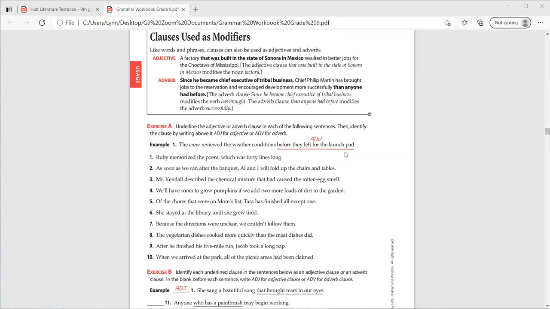Does everyone understand this? Yes. Okay. On page 248.